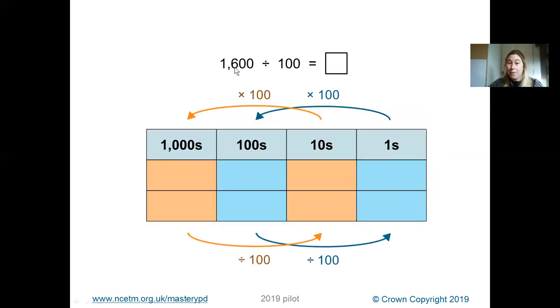Now let's look at a 4-digit number. Now remember what we found out earlier about 4-digit numbers. Think about what we're going to end up with. Can you make a prediction? Okay, so let's put our 1,600 into the columns. Now pause the video and think what's going to happen if we divide this by 100. Okay, so hopefully you knew that each digit is going to move 2 places to the right this time. There we go. So we end up with 16. Again, we don't need these place value holders for the moment. So there we go. 1,600 divided by 100 is 16.